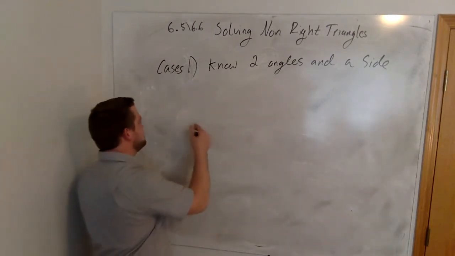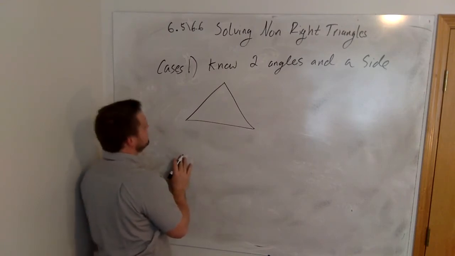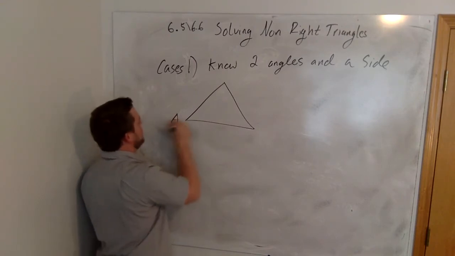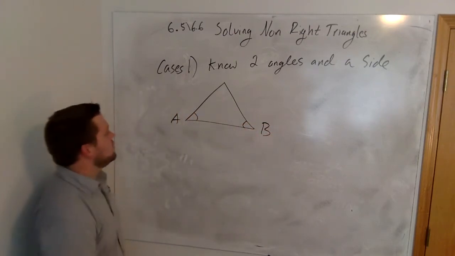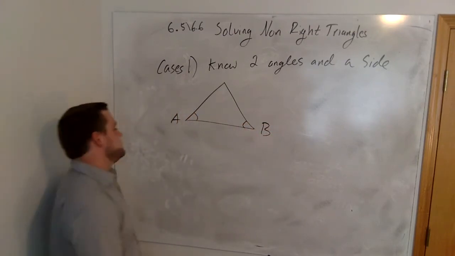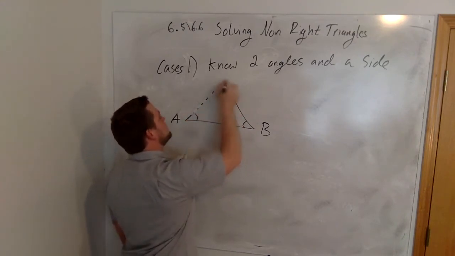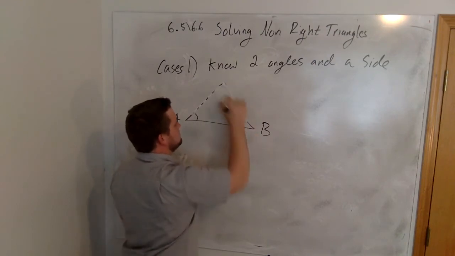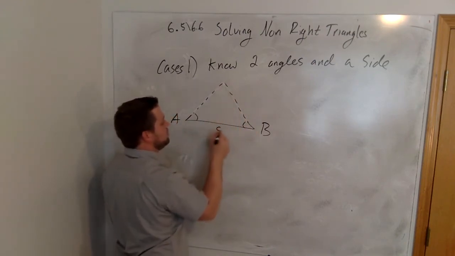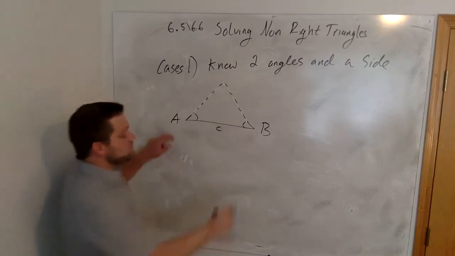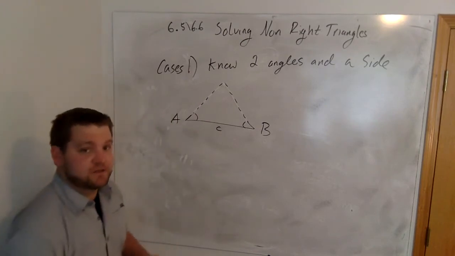Okay, so let's draw the situations. Here we have our triangle. Let's say that we know this angle A, we know this angle B. We would know these, and then we know one of the sides. So for right now, I'm going to draw a dash here. It means we wouldn't necessarily know this length, but we would know, let's say, this length here, which I'll call lowercase c. So if we know these two angles and the side in between them, this will uniquely define the triangle.